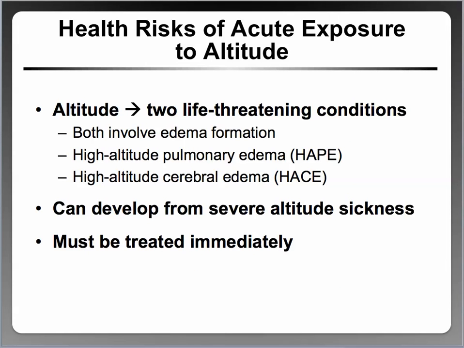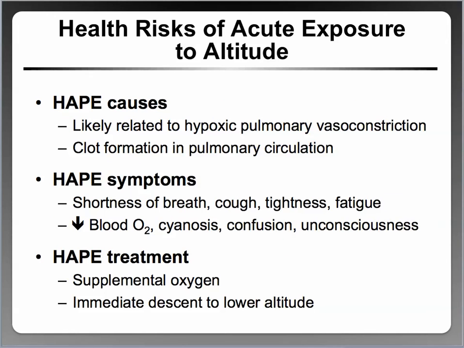So your acute altitude sickness can progress into two life-threatening conditions. Both of them involve the formation of edema, and it just depends where this occurs as to what we label it. You can see there one is high-altitude pulmonary edema, which occurs in the lungs, and then the other one is high-altitude cerebral edema occurring in the brain. If you're on a climbing expedition and somebody develops one of these two, you will want to treat them immediately. Let's talk about high-altitude pulmonary edema, or HAPE, first.